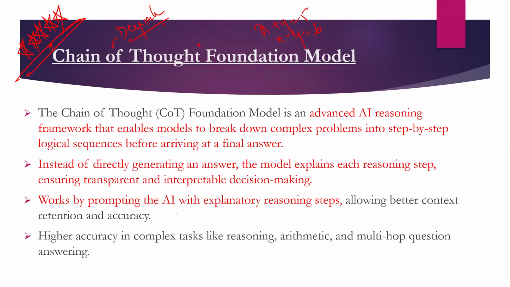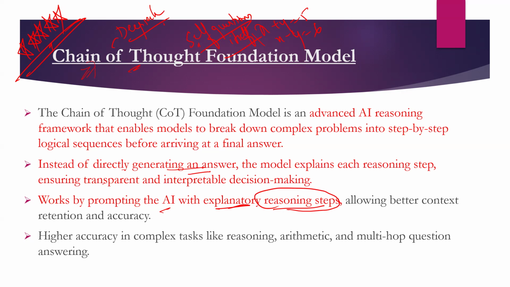It works by prompting the AI with explanatory reasoning steps also. So instead of directly generating an answer, the model explains why it has arrived at that answer. This is just a math aspect of it. But generally, let's say I ask it a very philosophical question, what is the most essential trait a civil servant must have? It will go through each and every one and say, this is according to me. So it basically questions itself. That aspect is there through the chain of thought foundational model.